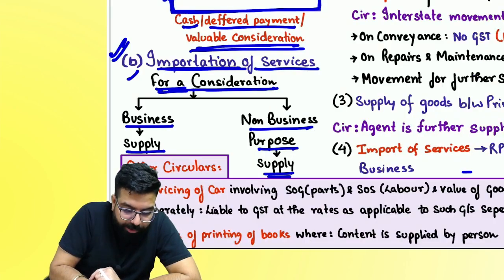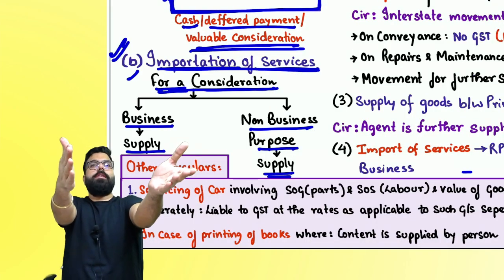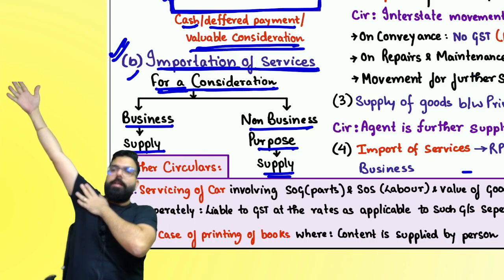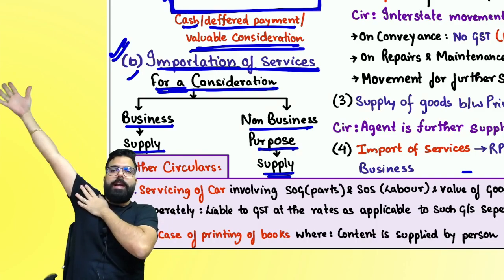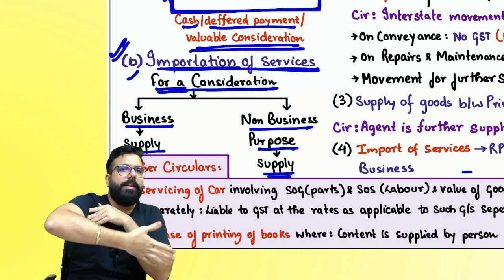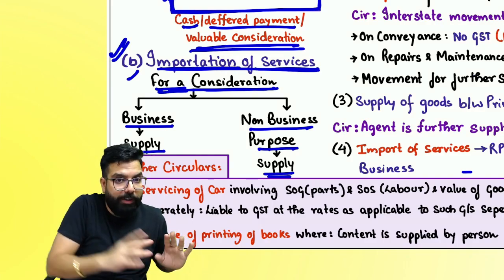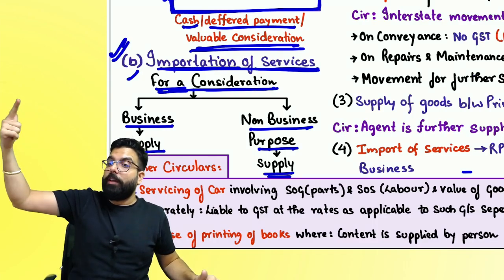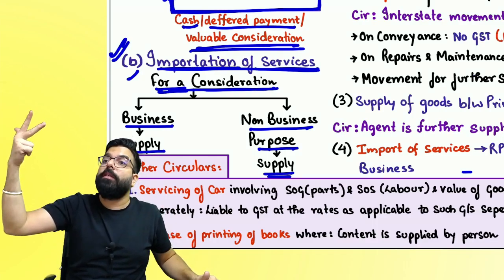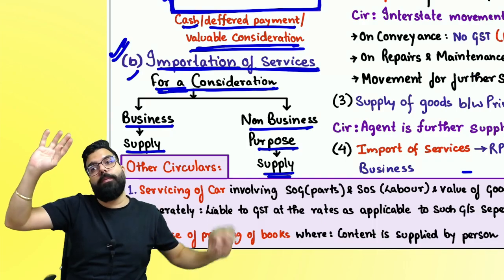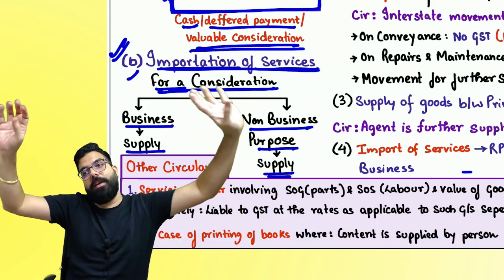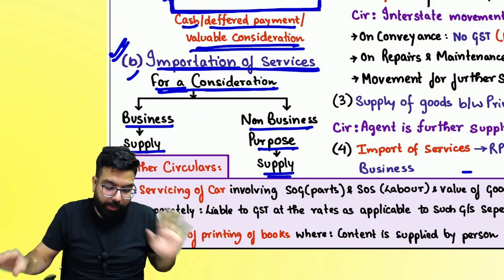See, importation of service. What is importation, everyone? Supplier is outside India, recipient is in India, and place of supply is also in India. Number 2, consideration. Business or non-business, in both cases GST will come. Okay, everyone. Next.